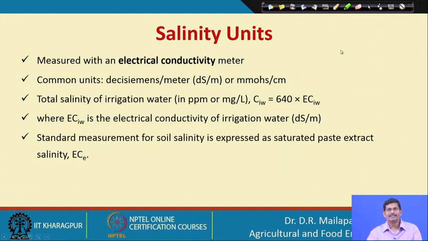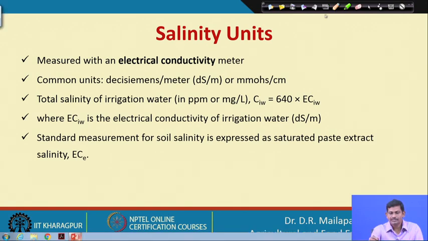Then what are the salinity units? How do we measure soil salinity or water salinity? The units are measured in electrical conductivity, or EC. To measure electrical conductivity, there is an electrical conductivity meter, which we discussed earlier in the previous classes. Using that meter we measure electrical conductivity. Generally the units of electrical conductivity are decisiemens per meter, dS per m, or millimhos per centimeter.